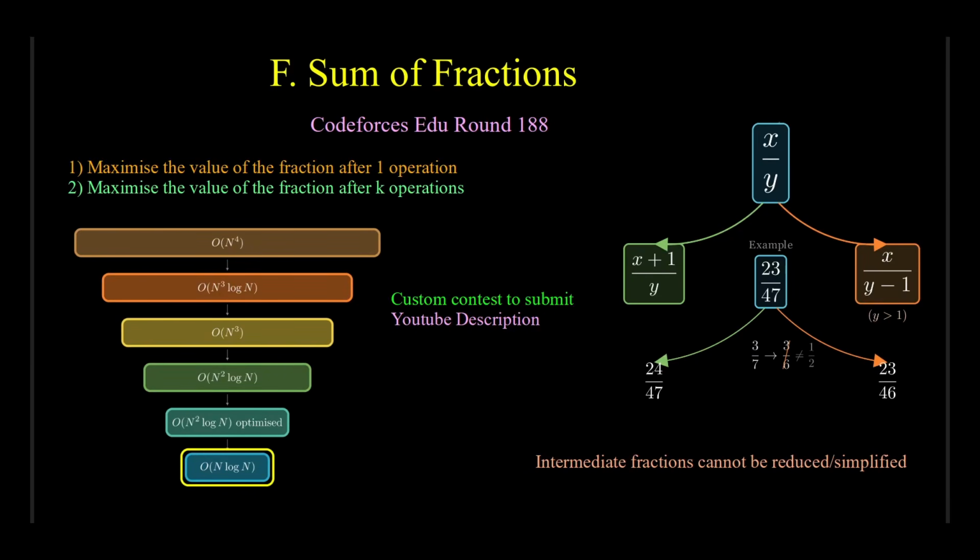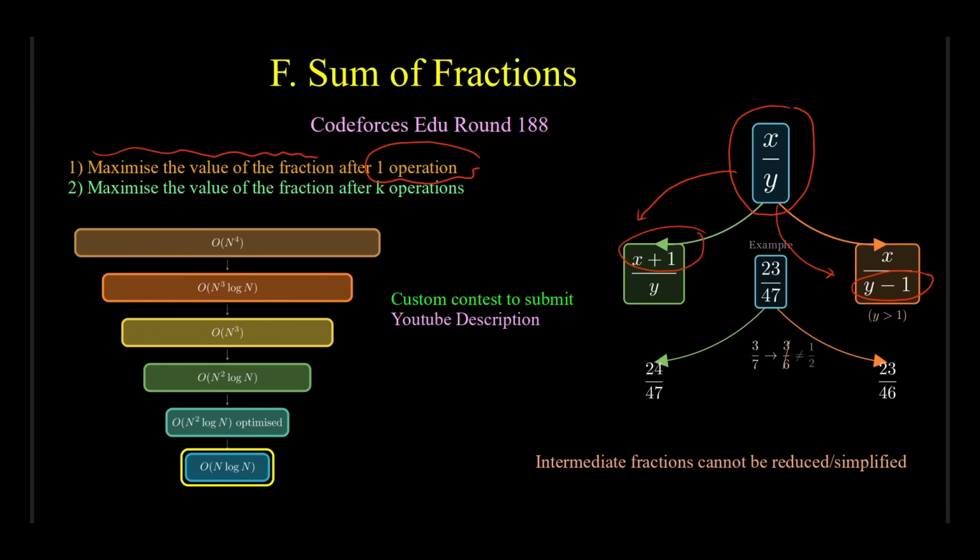You are given a fraction x upon y, and in one operation, you can either increase the numerator by 1 or decrease the denominator by 1 if the denominator is not already 1. Your goal is to maximize the value of the fraction after doing exactly one operation.